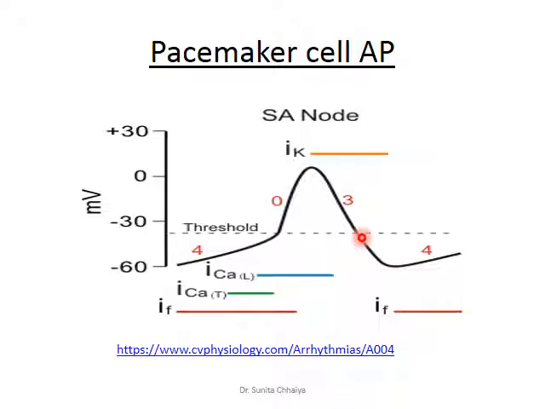So once the membrane potential again reaches around minus 60 millivolt, there is again a starting of phase 4, or a starting of diastolic depolarization. So in a pacemaker tissue action potential, mainly three types of channels are responsible: the sodium channel or IF current, the calcium channels, both T as well as L type, and the potassium channel for repolarization.